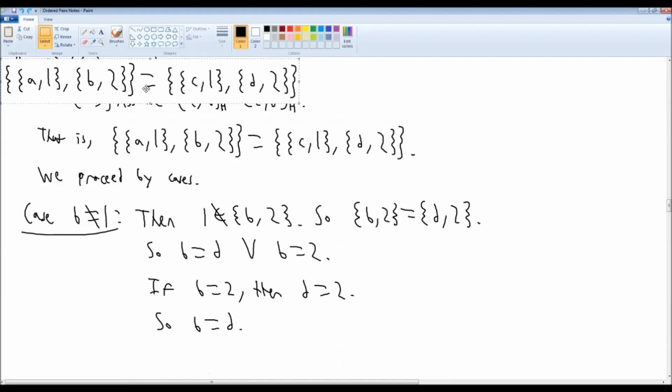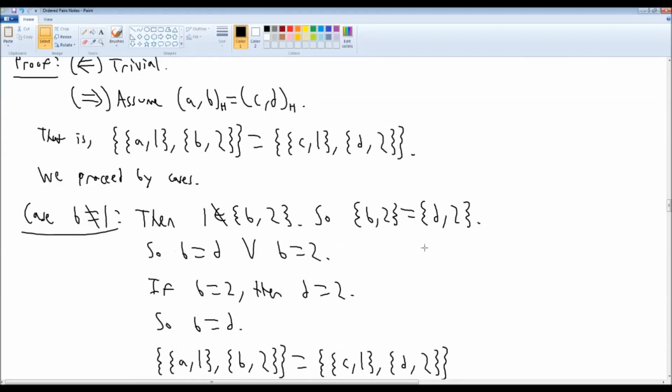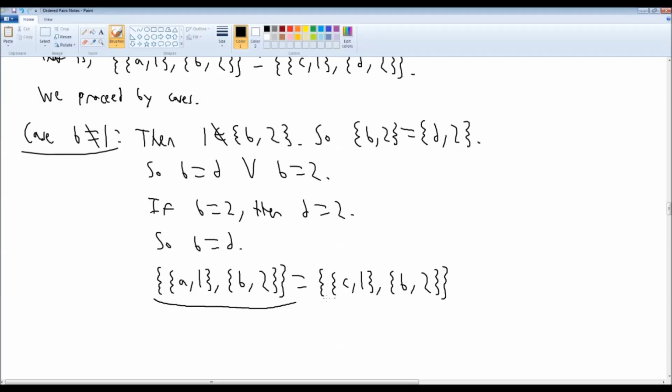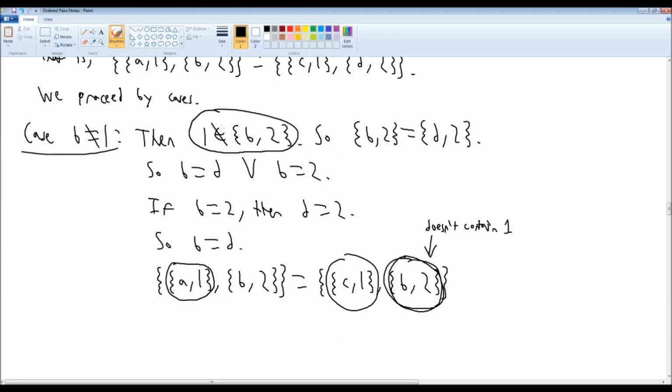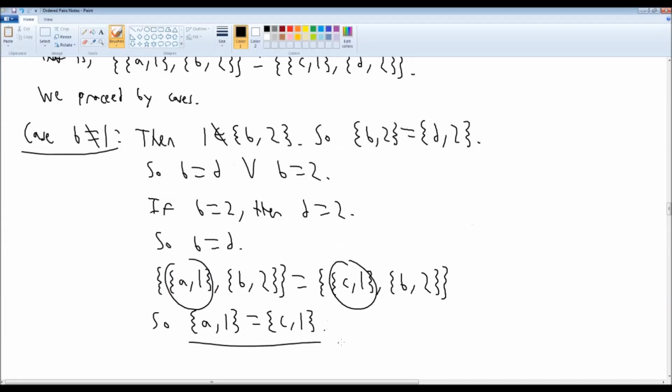And since we know this is true, we can substitute. Let me change this D to a B. All right, now since these two sets have the same elements, then that means this guy has to be in this set. So this guy right here either has to equal this set or it has to equal this set. However, it can't equal the second set because the second set doesn't have a 1 in it. Remember, we said 1 is not an element of it. So that means this set has to be this guy. So these two sets have to be equal.